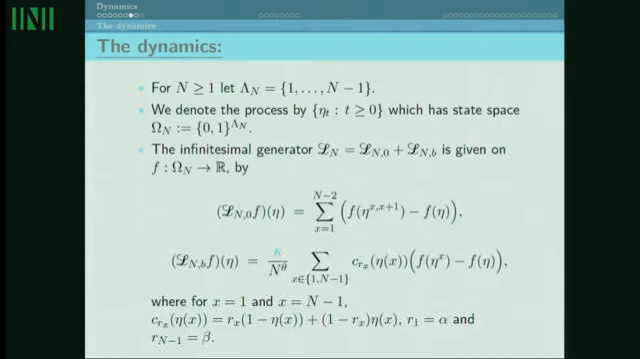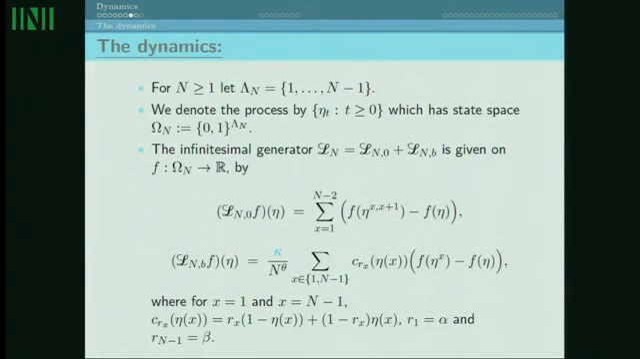If I have a 0, it means that the site is empty. The infinitesimal generator is a sum of 2 generators. So we have this part here, which is telling me what happens in the bulk, and this part here is telling me what happens at the boundary. So let me explain what this notation means.